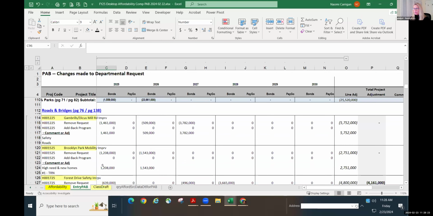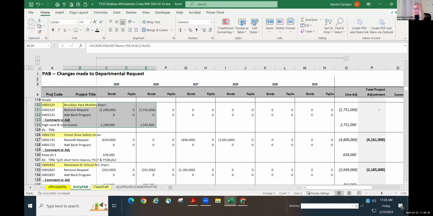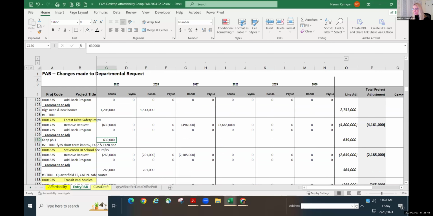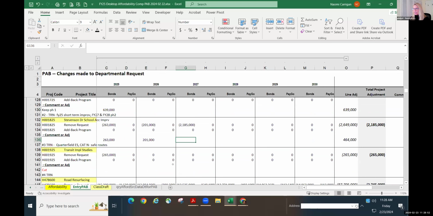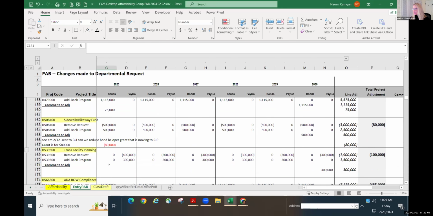Okay, moving on to roads and bridges. Gambrels was added back. The Brooklyn Park mobility improvement was added back. The Forest Drive safety improvements, only fiscal year 25 was added back. Stevenson, fiscal year 25 and 26 were added back, but 27 was cut. And transit studies was cut. So that covers the new projects in roads and bridges. We have our recurring capital projects here.